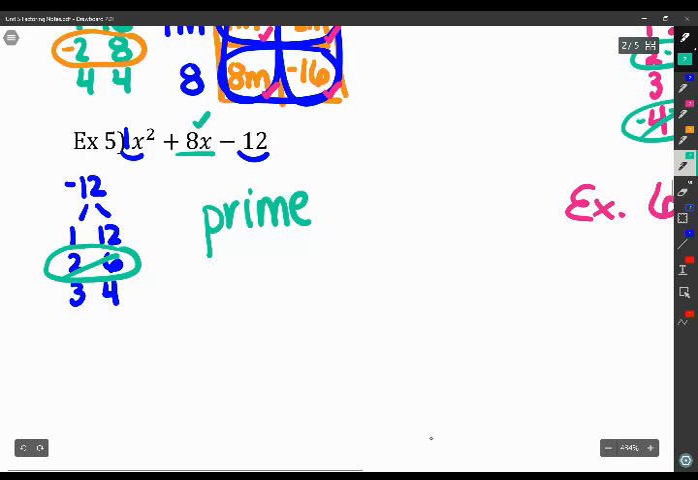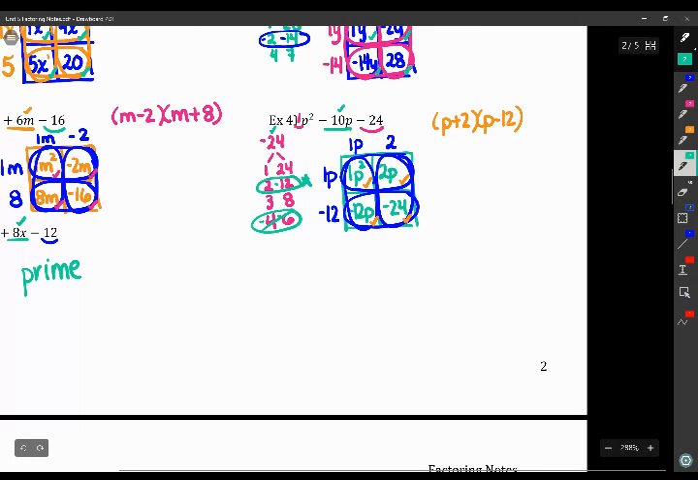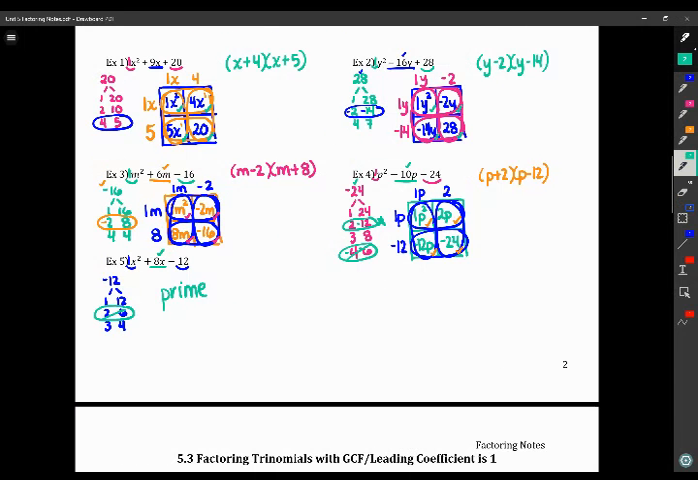We probably don't need to do example 6. It will be the same idea. So that's what it's going to look like when it's prime. Just to give you a heads up, that can happen. It doesn't happen very often, but it can happen. So hopefully that's a good start on what we're going to do with factoring. Next time we'll talk about if there's a greatest common factor first.